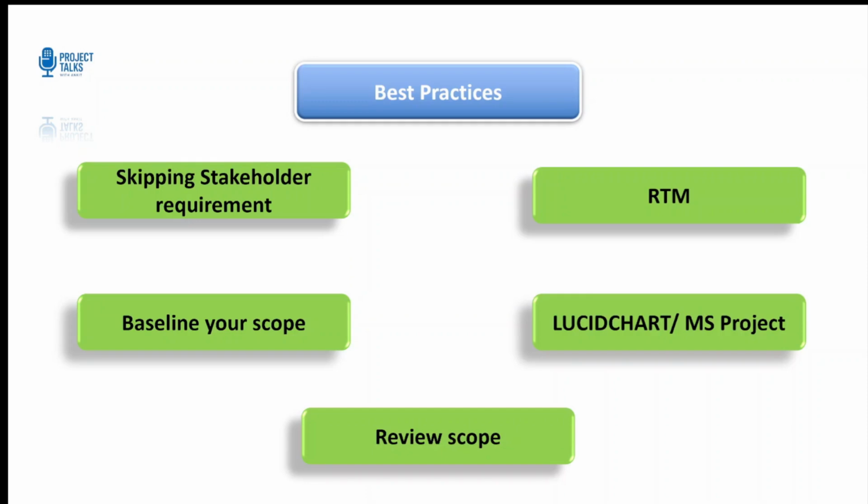And finally, review your scope regularly during the monitoring and controlling phase. It's not a one time activity. Continuous checks help you catch changes and misalignments before they turn into bigger issues. Following these 5 best practices will make your scope management not just compliant with PMP standards, but truly effective in real world delivery.